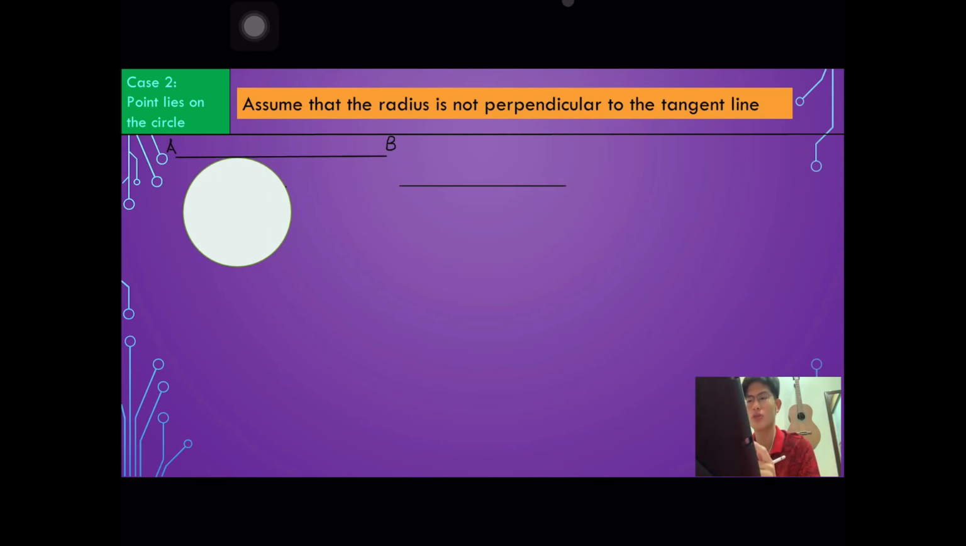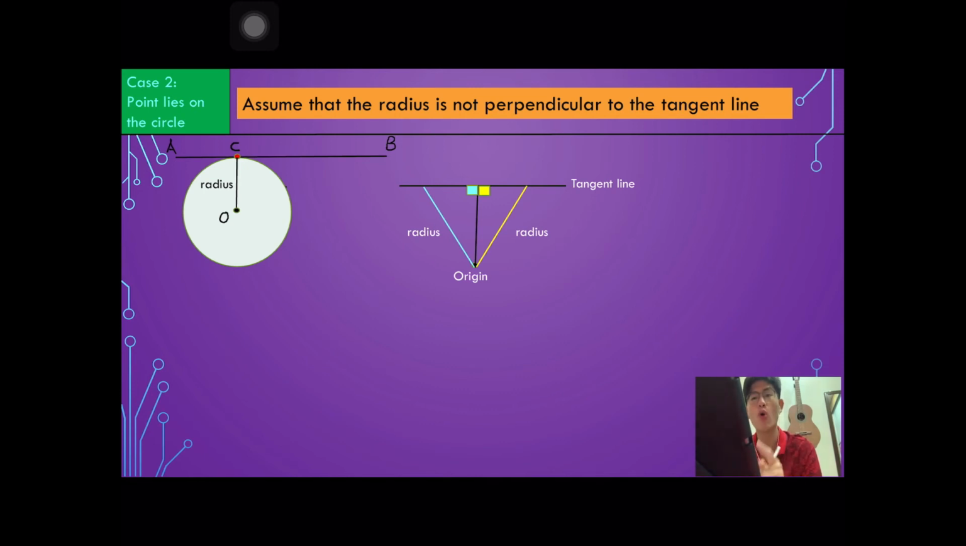I will demonstrate that when we say the radius is not perpendicular to the tangent line, there will always exist another point on the tangent line that is perpendicular to the origin of the circle. Let us go back to the circle that we have drawn and label the center of this circle as O. After we connect the radius to the point C, remember, we are now under the assumption that the radius is not perpendicular to the tangent line.